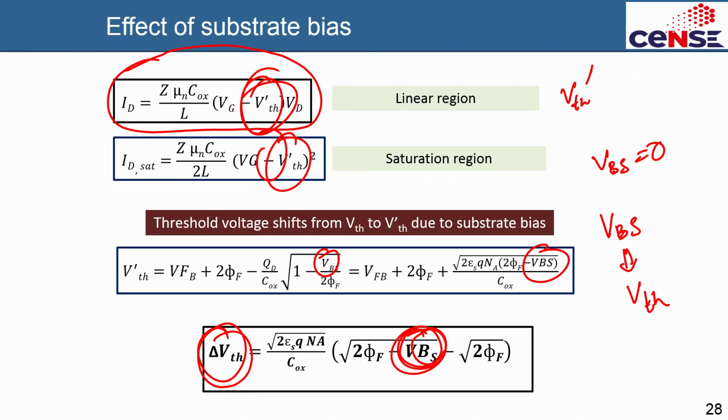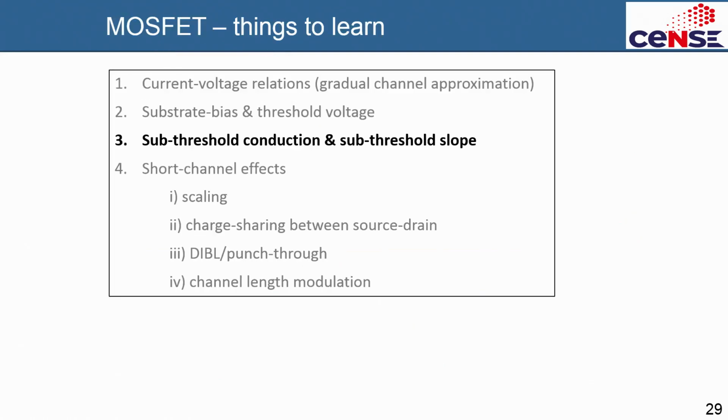Okay, so this is an extra knob that designers use to tune the threshold voltage. You should keep that in mind. So we have finished these two parts now. We have finished the gradual channel approximation, and we have also finished the substrate bias effect. So the next thing will be the subthreshold slope now.